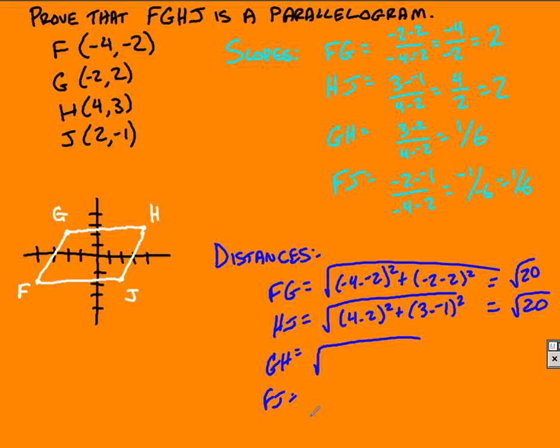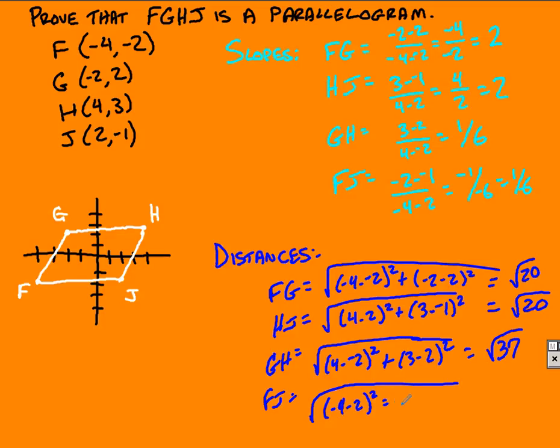For G and H and F and J, you should have same numbers popping up for these two as well. For GH, you'll do 4 minus negative 2. So that'll become 6 squared. And for the y's, you'll get 3 minus 2 and square that. So 6 squared is 36. 1 squared is 1. So add those up, square root of 37. And when you do FJ, you'll have the same thing. Negative 4 minus 2 squared becomes 36, and then we'll add to that the y's, negative 2 minus negative 1 squared. Negative 1 squared is positive 1, so 36 plus 1 is again 37.